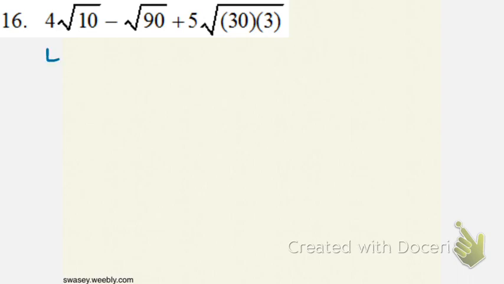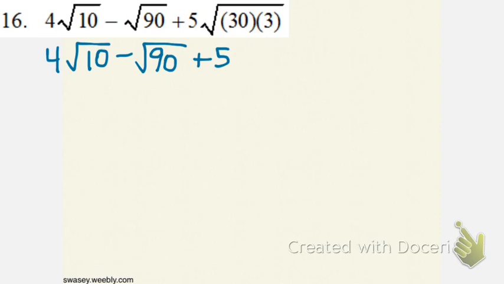16. Notice that we've got square root 90 here. If we do just a little bit of work on that third term, we've got 5 times square root 30 times 3, which is the same as square root 90. So now we can combine those second and third terms. So we have 4 root 10, negative 1 plus 5 is positive 4.